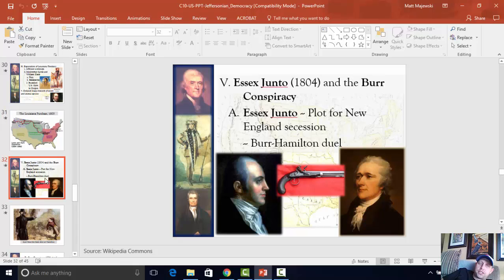Now, a couple of other things you need to be aware of from Jefferson's early presidency. Well, the Federalists are struggling. They are weak. They've lost the White House. They've lost Congress. They are a dying party. They're worried with the Louisiana Purchase that their days are numbered.